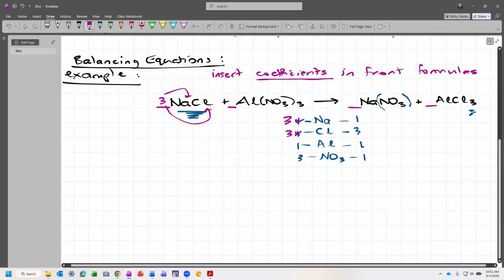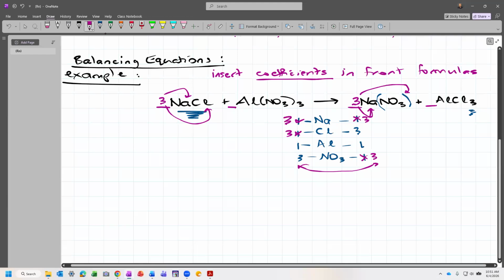So right now I've got 1 sodium here. I need to make 3. So I'm going to put a 3 in front of the thing with the sodium. So I make 3 sodium. But now I've also changed my nitrates, okay, to 3 nitrates. And by doing that, guess what? I've now automatically balanced my nitrates that I had at the beginning.